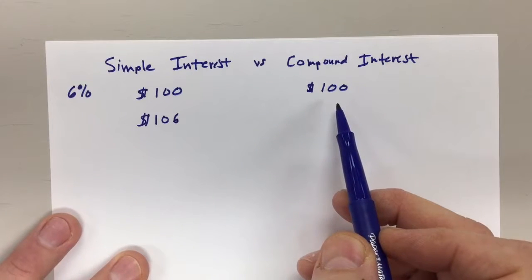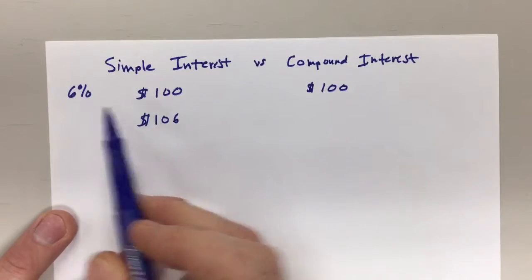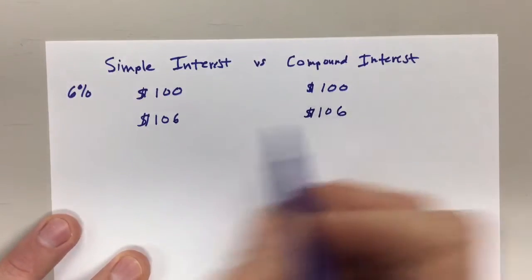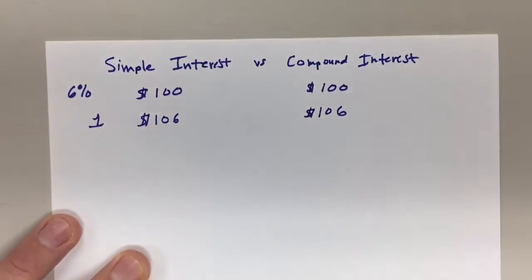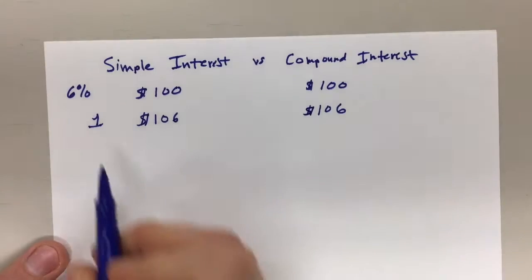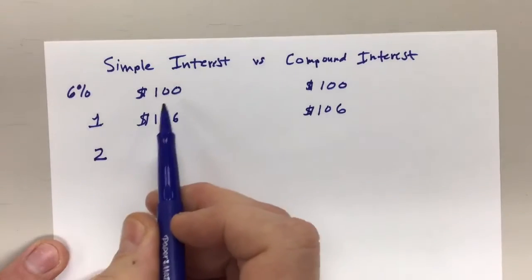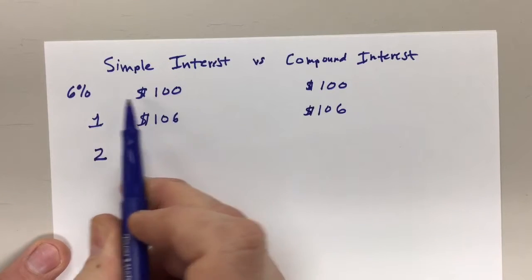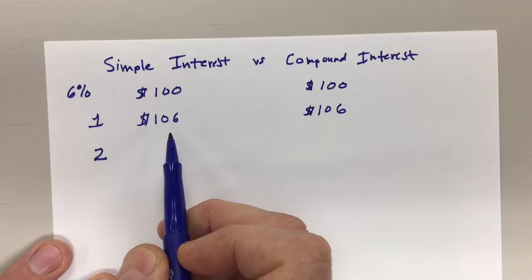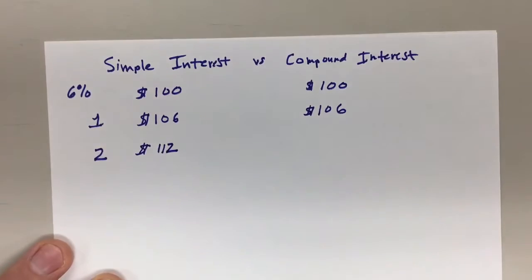Compound interest works the same way in the first year. $100 earning 6% interest would earn us $6. So after year 1, we would have $106 in both accounts. For simple interest at year 2, they go back to the original $100, you earn 6% interest, and you add that $6 to the 106, giving us $112.